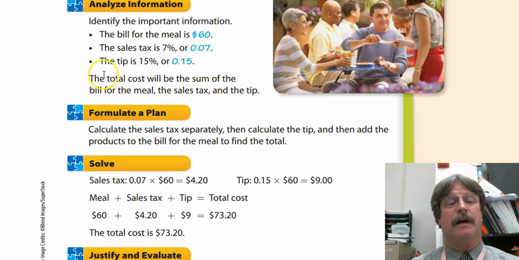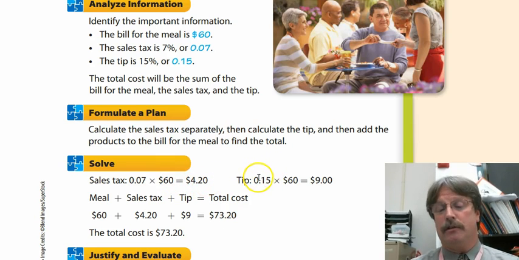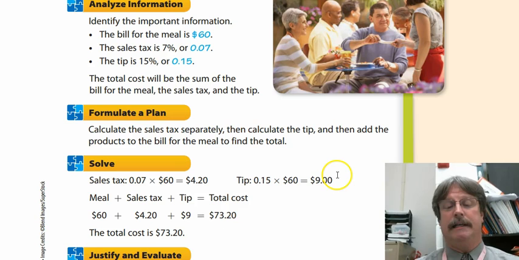You're going to find the sum, the total cost is going to be the sum of the bill for the meal, the sales tax, and the tip. And then one of the things that we do is says calculate the sales tax separately, then calculate the tip, and then add the product to the bill for the meal to find the total cost. So the sales tax is 0.07 of 60, so it's $4.20. And then you do the tip on the $60. So 0.15 times 60 is $9. Now you add those three together, 60 plus $4.20 plus 9 equals $73.20. And that's what the total bill or the total cost would be.